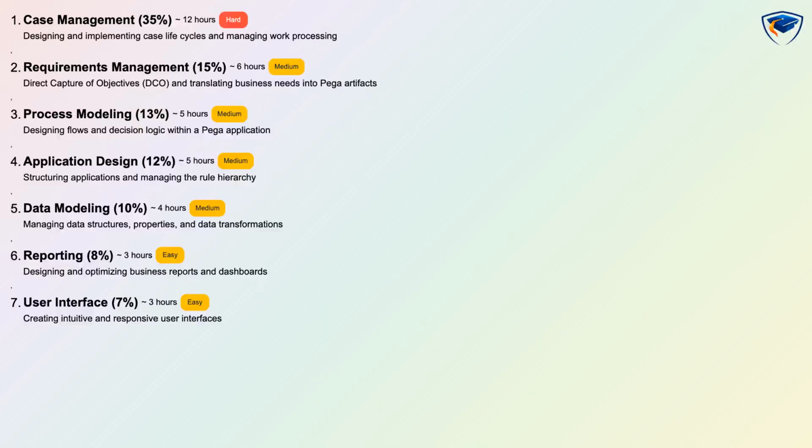Overview. The exam focuses heavily on case management at 35%, followed by requirements management at 15%, process modeling at 13%, application design at 12%, data modeling at 10%, reporting at 8%, and user interface at 7%. Each domain lists the assessment style, estimated learning time, and difficulty so you can plan your study hours. I will summarize what you must learn in each domain and highlight key topics to practice.